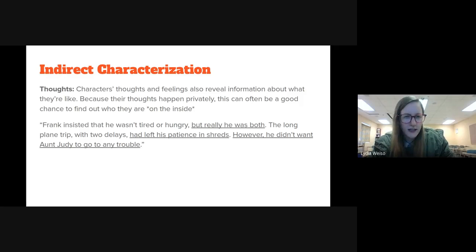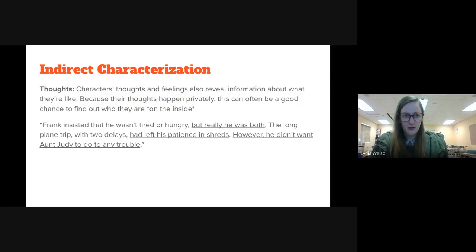So next up is thoughts. Characters' thoughts and feelings also obviously reveal information about what they're like. Thoughts and speech often contrast very interestingly, kind of like in that first speech example where the coach says one thing but thinks another. Those incongruities between speech and thoughts are often some of the most interesting places to learn about who a character is.